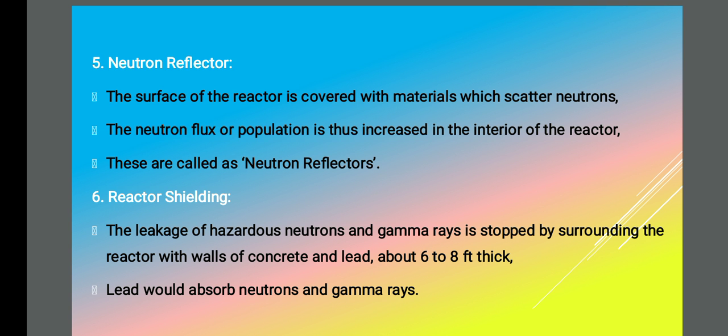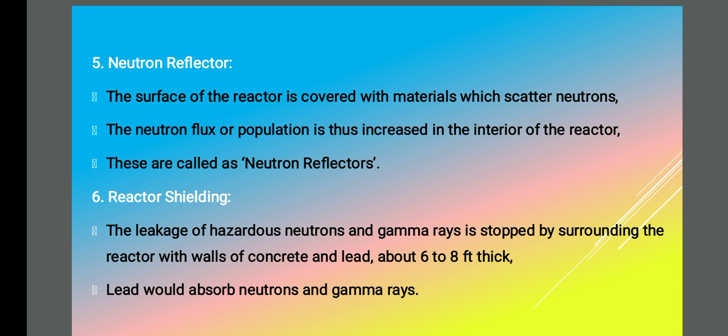Next one is neutron reflector. The surface of the reactor is covered with a material which scatters neutrons. I'll repeat. The reactor surface is covered by a material called reflector, which is used to scatter the neutrons. So the neutron flux population is thus increased in the interior of the reactor. They scatter the neutrons, so they are called neutron reflectors.